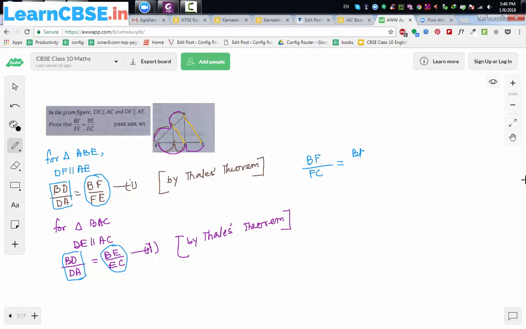BA by FC equals BE by EC. That is the second thing that we can say from this. Okay, so we can write that is from 1 and 2. So that is what I need to prove. So we can write the final statement of the proof.